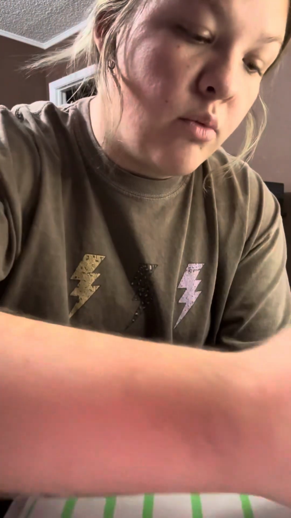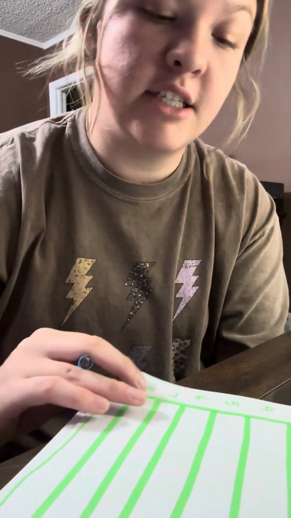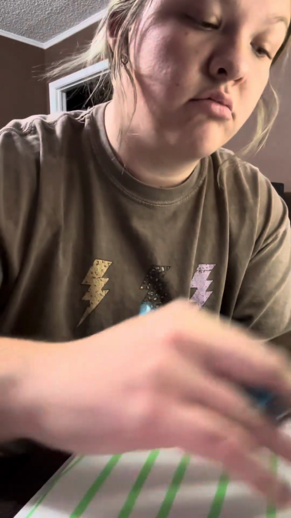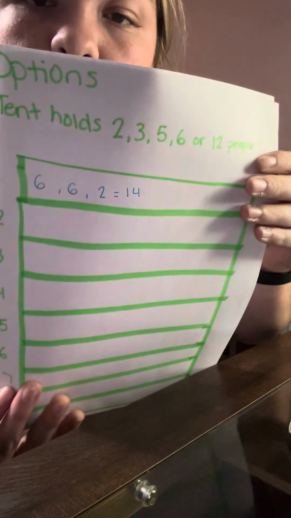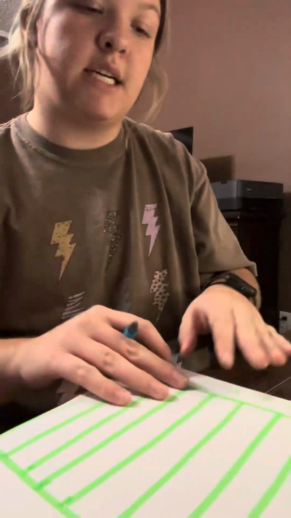But what we could do is 6 more, because 6 plus 6 is 12. So, and we have to get to 14. So then we could do 2 people. Then that would equal 14. So we would have our 6, 6, 2, and 14.